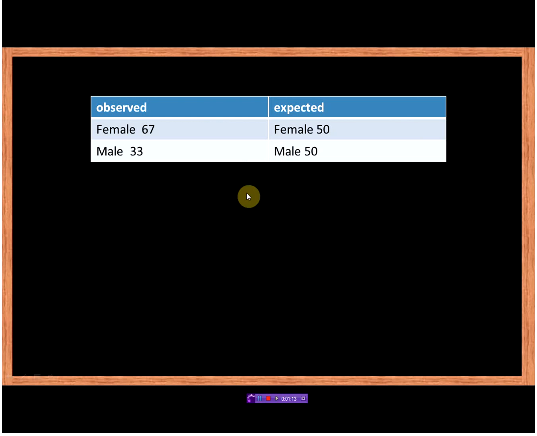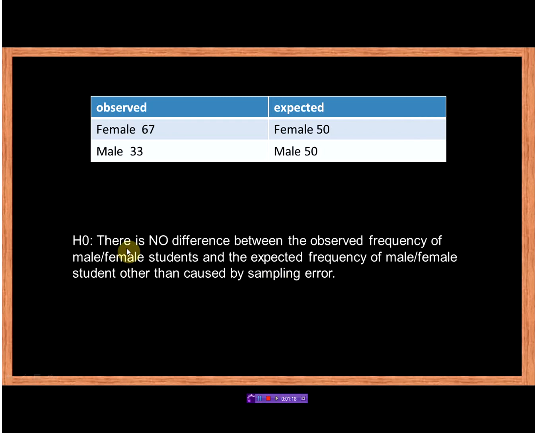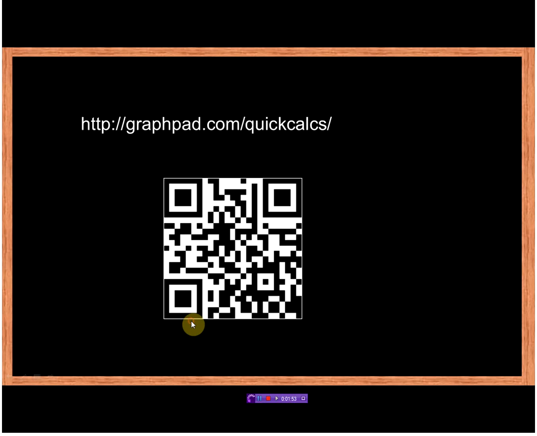So I had to formulate a null hypothesis, and I said the null hypothesis is there is no difference between the observed frequencies of male and female students, and the expected frequencies of male and female students, other than caused simply by sampling error. And to answer this question, whether there is indeed a gender bias or whether there is not a gender bias, as the null hypothesis suggests, I used an online resource.